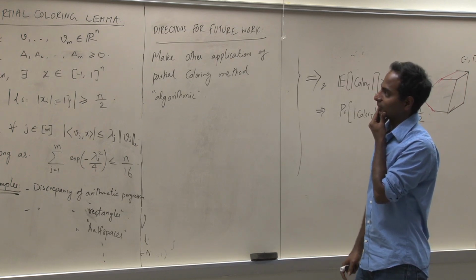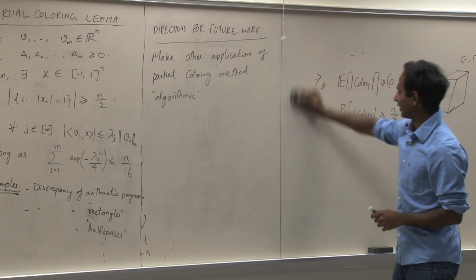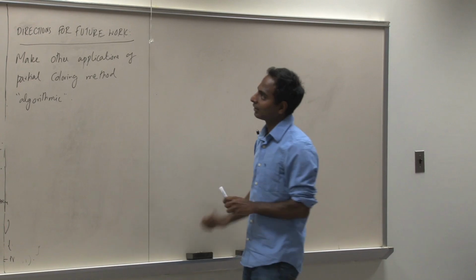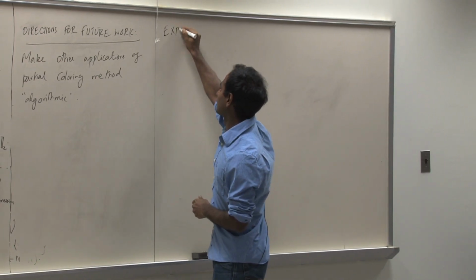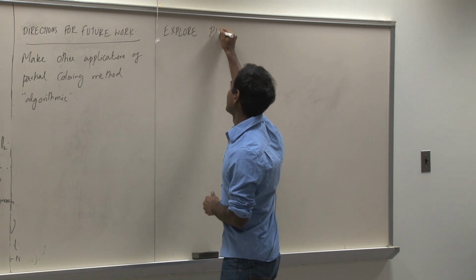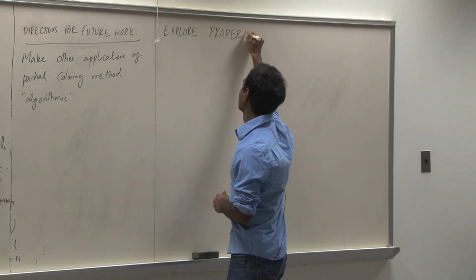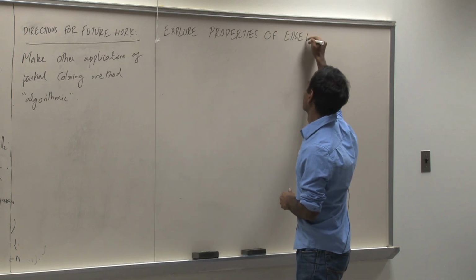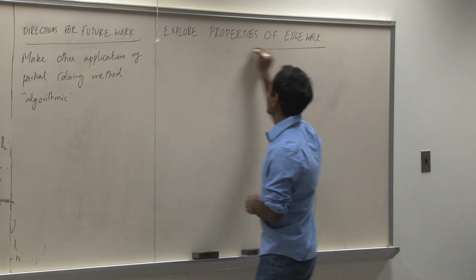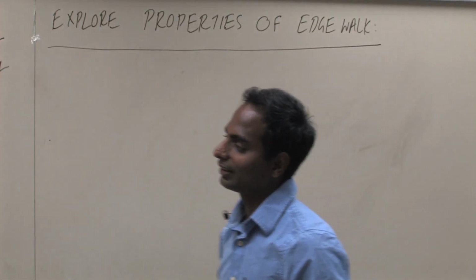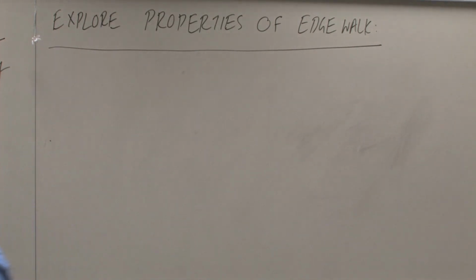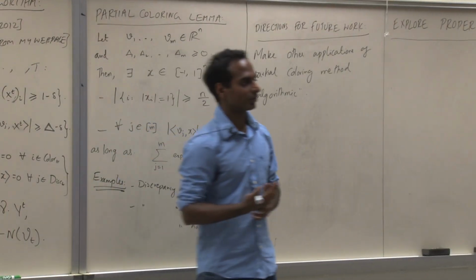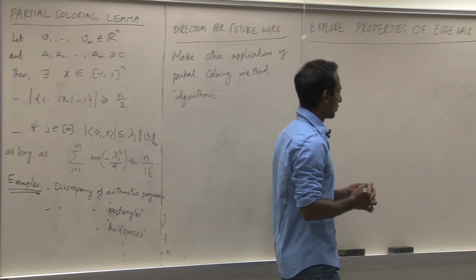Okay, and a more philosophical question, I think, is to explore properties of edge walk. So the partial coloring statement I said here, this algorithm could be useful in other contexts where you're interested in rounding. Okay, so what do I mean by rounding?